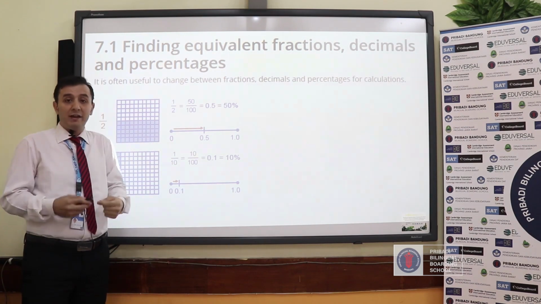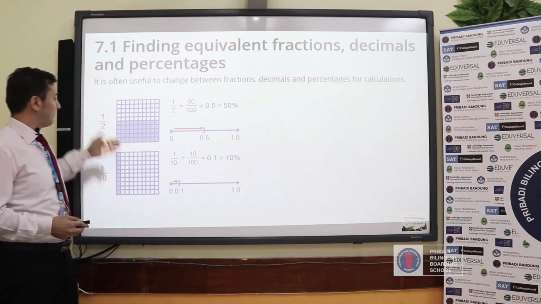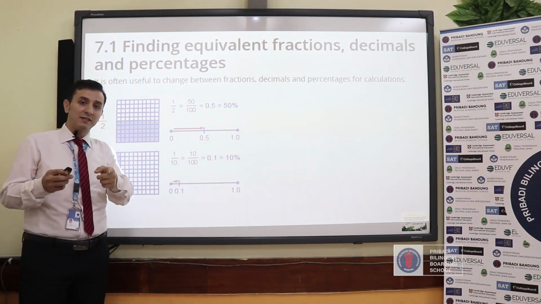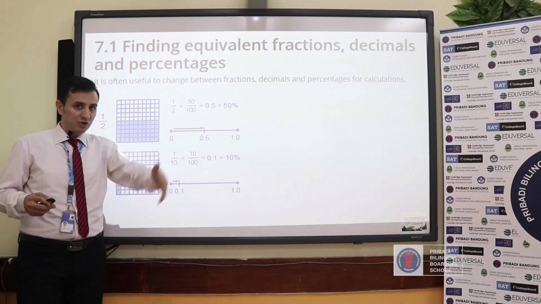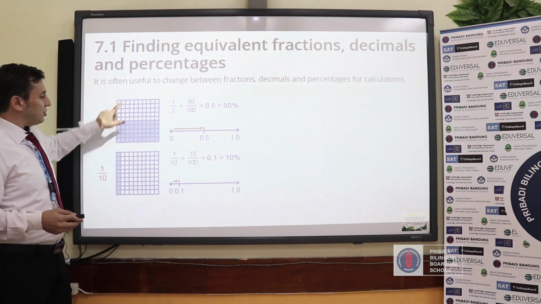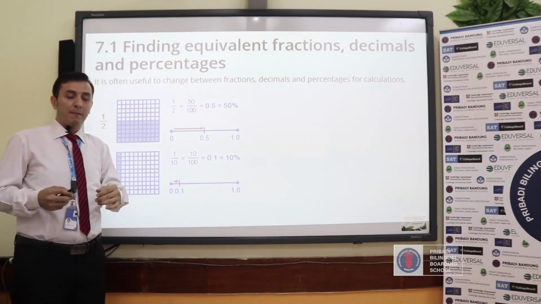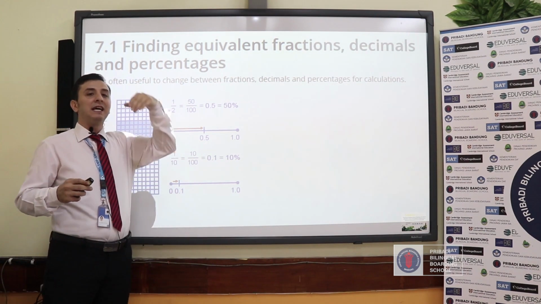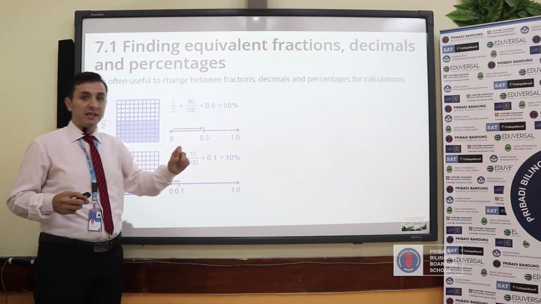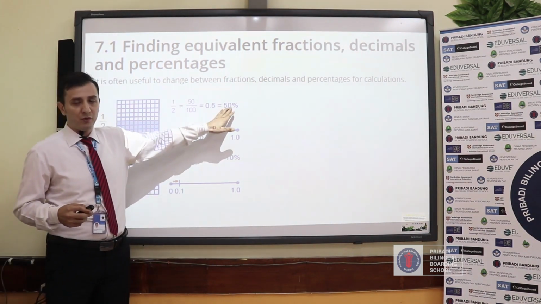So how can we write this fraction in mathematics? 1 over 2. Do you agree with this? If yes, let me explain why. Because 1 over 2 equals 50 over 100, which means out of 100, 50 of them are shaded in the figure. So it's 50%.